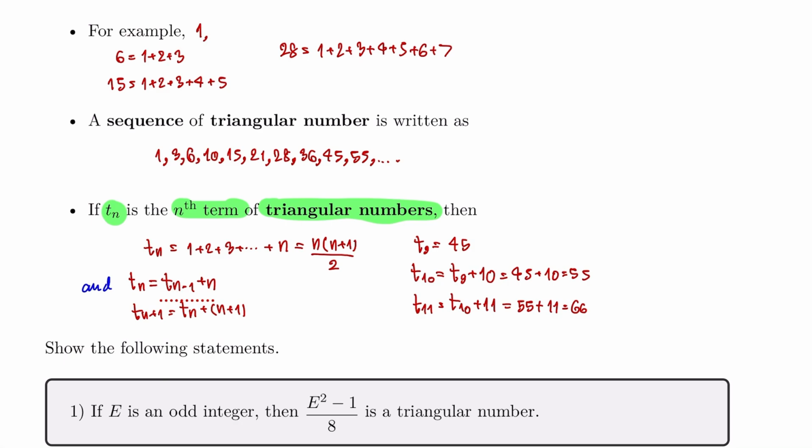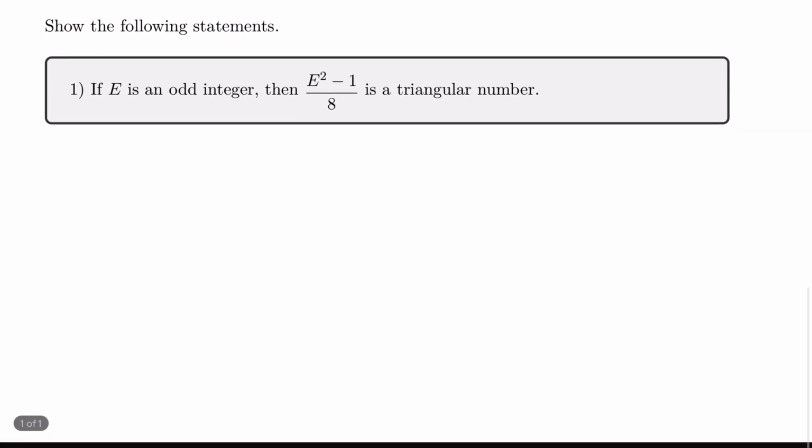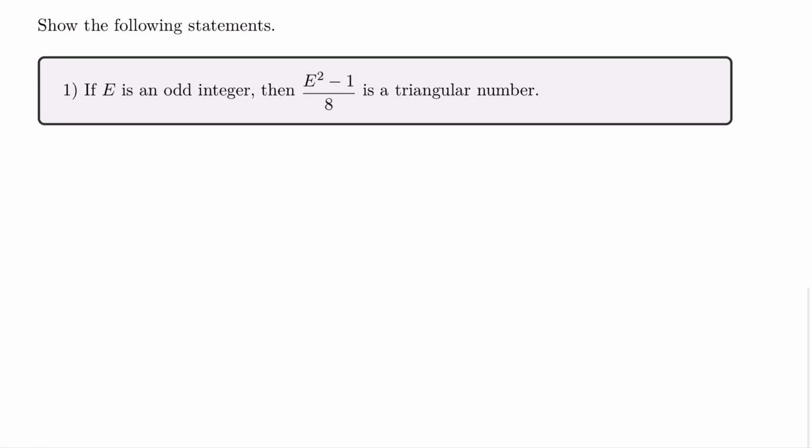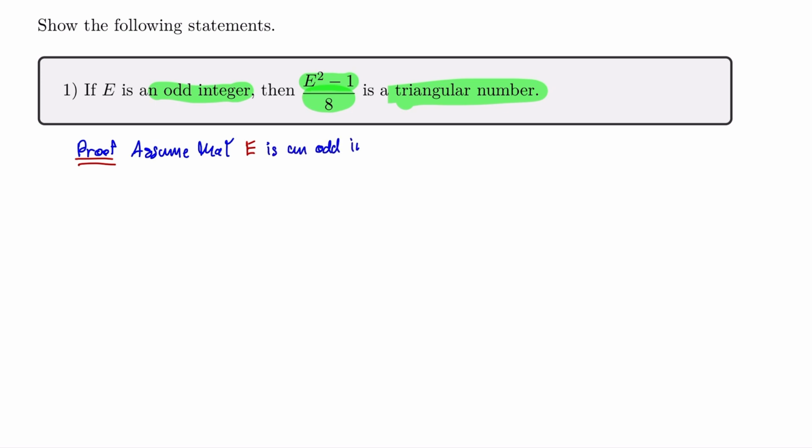Okay, all right, now let's take a look at this statement here. So if e is an odd integer, then e squared minus 1 over 8 is a triangular number. So let's prove this statement. So let's start with the proof, and I will assume that e is an odd integer.